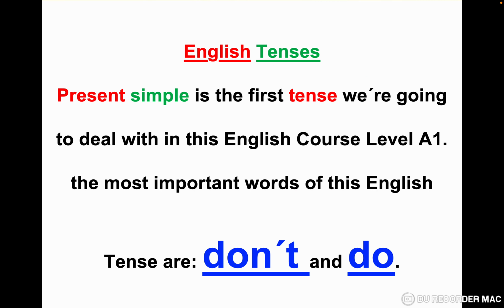English tenses. Present simple is the first tense we're going to deal with in this English course level A1 or level 1. The most important words of this English tense are two words. The first word is don't. We use it to make the negative form, and do, we use it to make questions. Let's see.